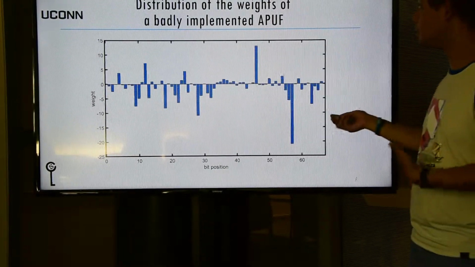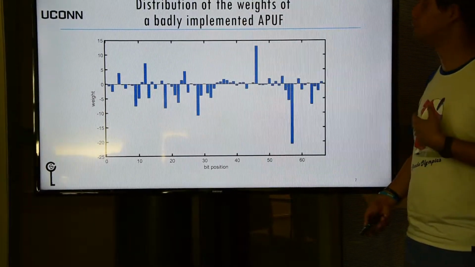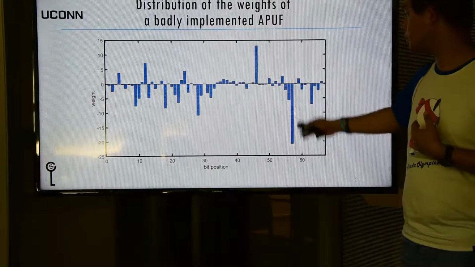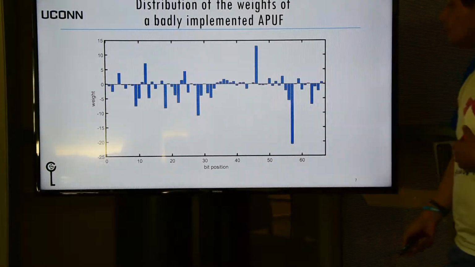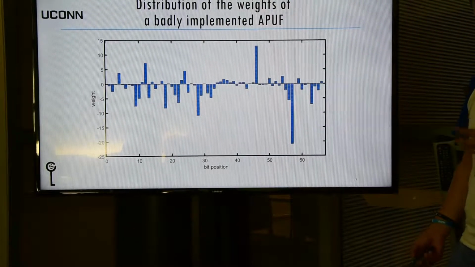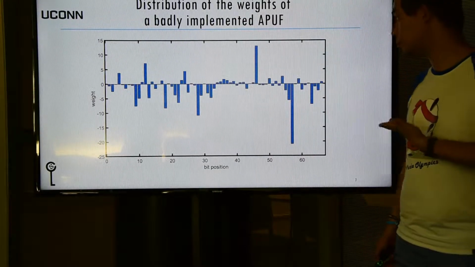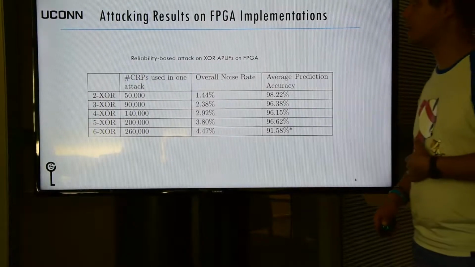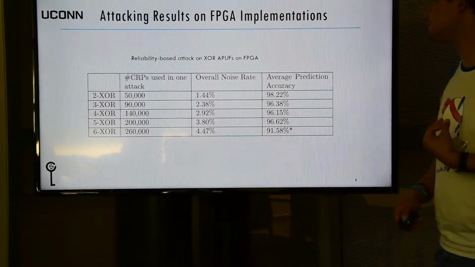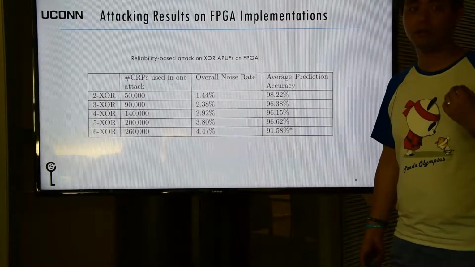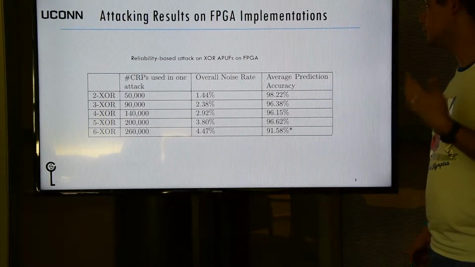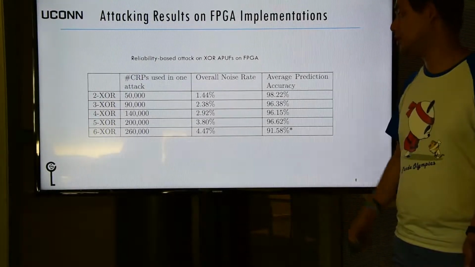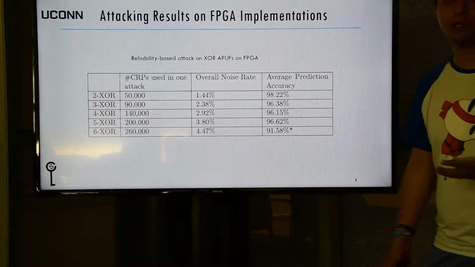Let's see one example of the distribution of the weights of a badly implemented arbiter path. You can see that some of the weights are really large, like this one and this one. Essentially these weights will dominate the behavior of this path. So these are some attacking results of our FPGA implementation. We apply the reliability-based attack on the XOR arbiter paths on FPGA, and these are the results. It shows that the reliability-based attack is practical.